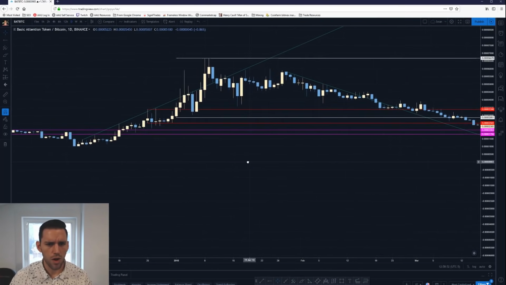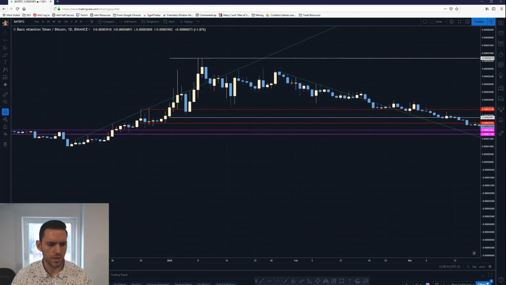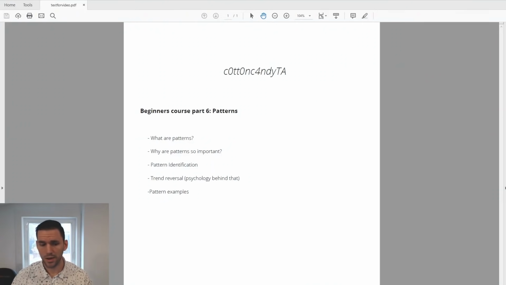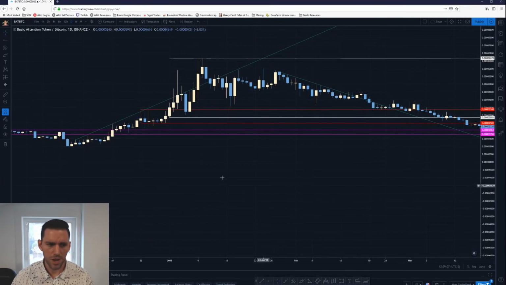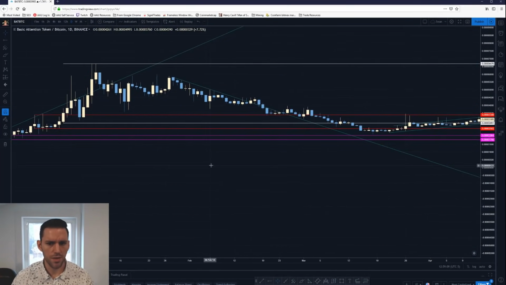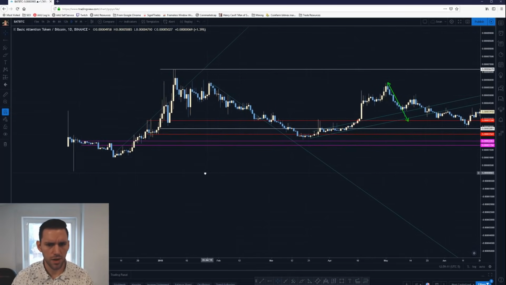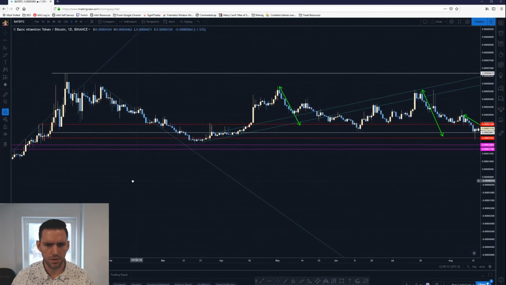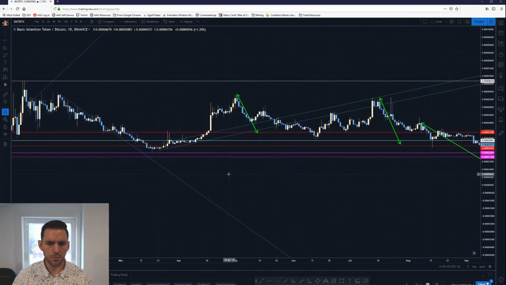So now we're going to walk through this to set up for the next part of this lesson, which is, if we switch back, trend reversal, the psychology behind that, and pattern examples. So we've been going over pattern examples this whole time, but let's talk about the psychology and trend reversal and the things that happen. And let's back this out and look at this on a bigger scale now with a few of these trend lines in place.